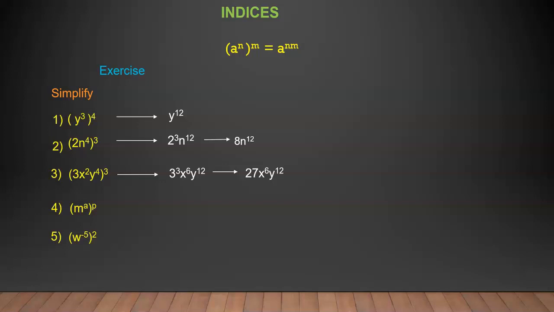For number 4, you multiply a times p, which will give you m raised to the ap power. And for number 5, you multiply negative 5 times 2, so you have w to the negative 10.